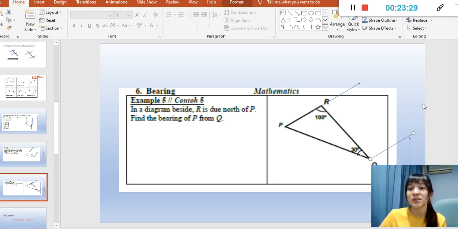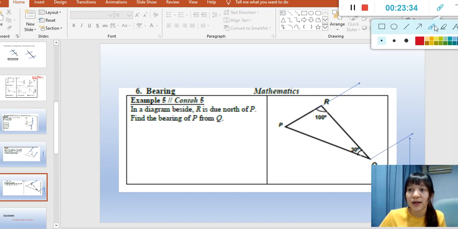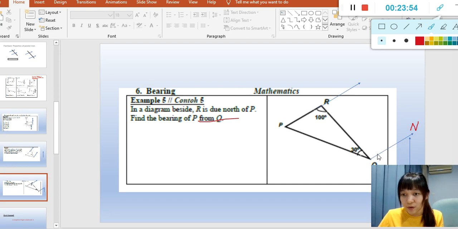They are all pointing towards the north. Then what do they want? They want you to find the bearing of P from Q. Q is here, right? Q is already blocked here, but this is your Q. Then you want to find the bearing of P. P is here. So you're going to start to rotate, right? First of all, this is your north line identified. This is pointing towards north. Then you're going to rotate. You stop here, isn't it? Because they want P. P is this point, this direction, this line.